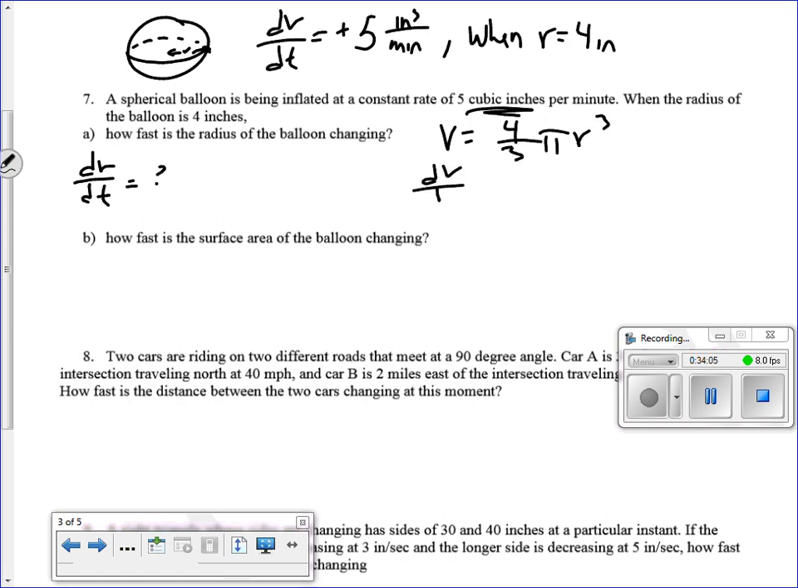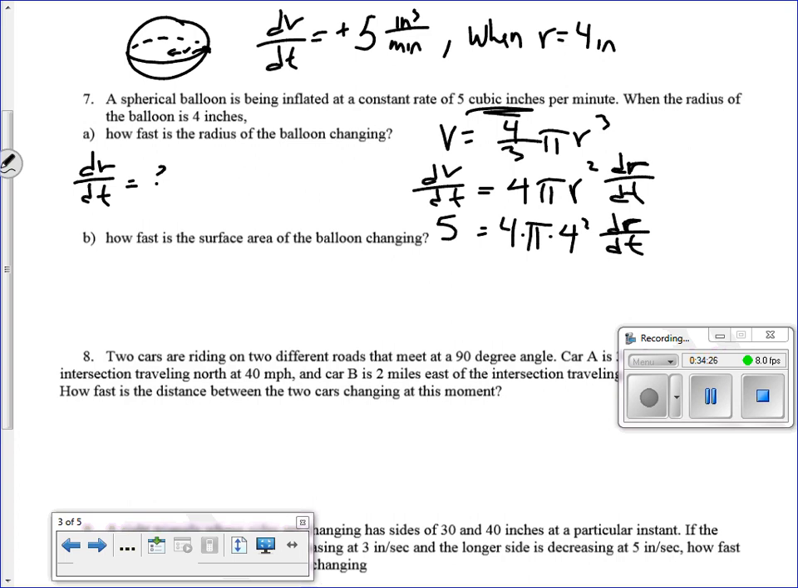Take the derivative of each side with respect to t, and then we can plug and chug. So we're putting in 5 for dV/dt. r we said was 4. And now we'll be able to solve for dr/dt. This is an r here. Okay. So if you multiply 4 by 16, that's 64. This is 64 pi here.